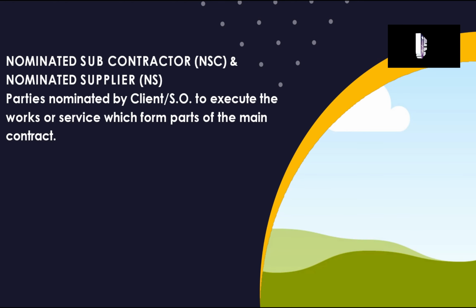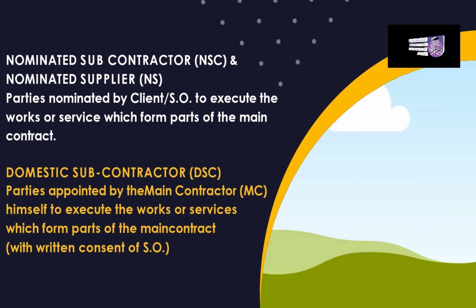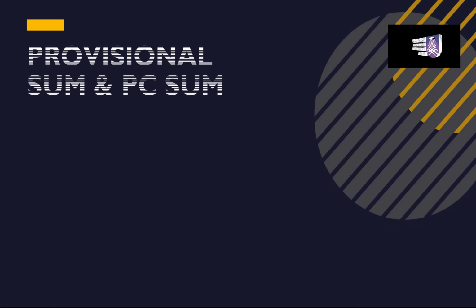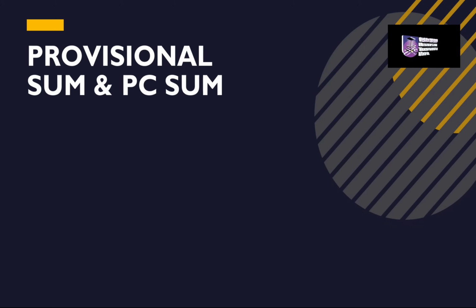Nominated subcontractors or nominated suppliers are the parties nominated or appointed by the client to execute the works or services which form parts of the main contract. The domestic subcontractors, meanwhile, are the parties appointed by the main contractor himself to execute the works or services which form parts of the main contract with the written consent from the SO. The nominated subcontractor works are covered under PC sum, or in some cases under provisional sums in the BQ.